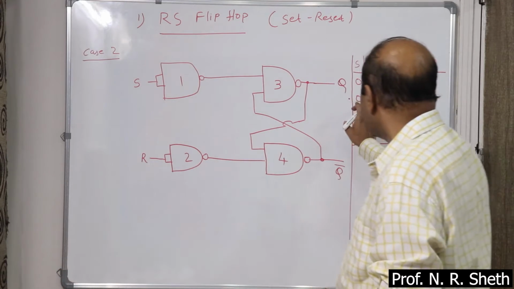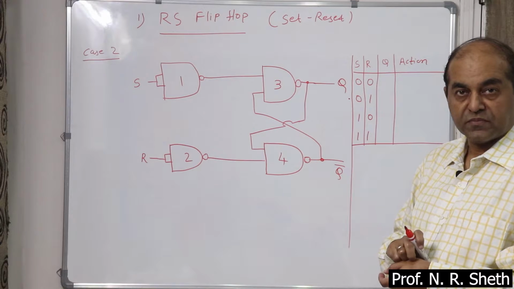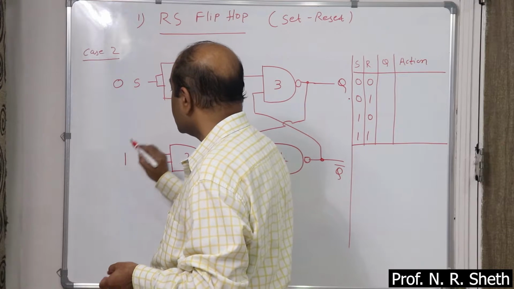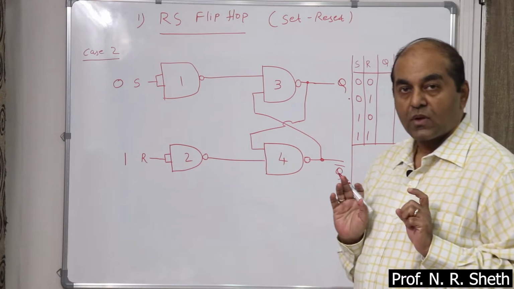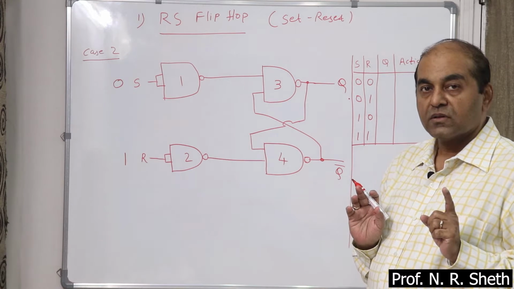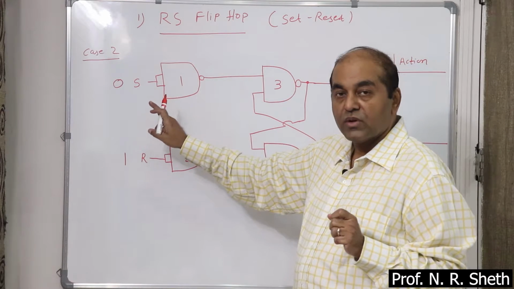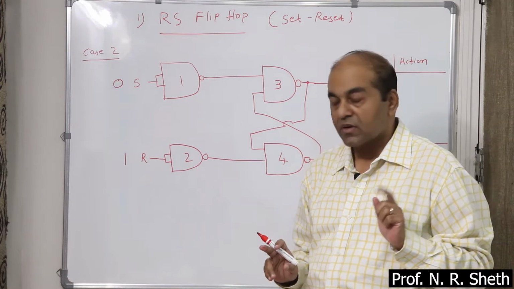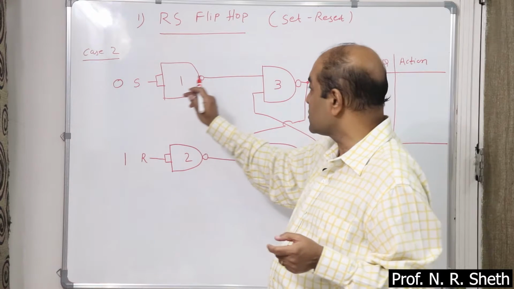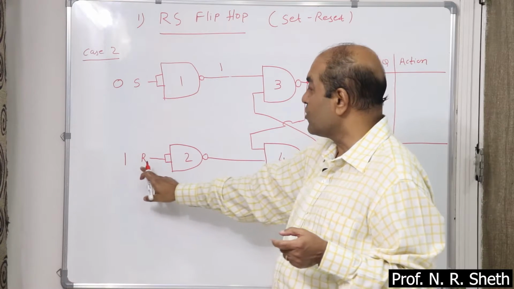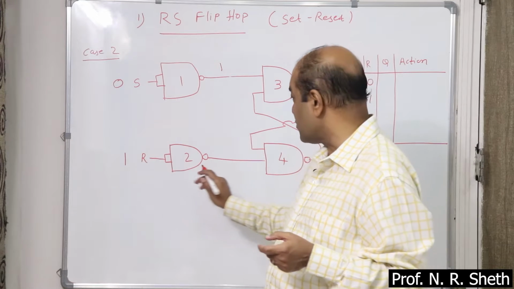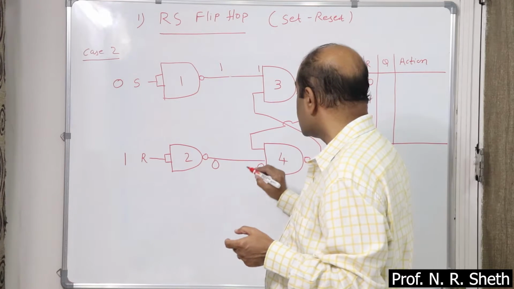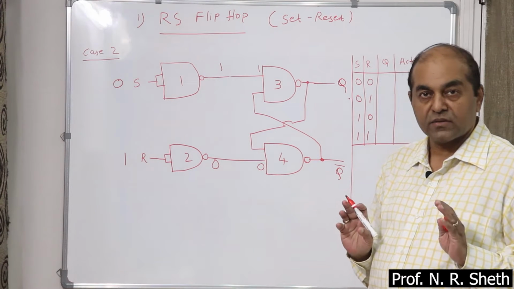Suppose S is 0 and R is 1. In a NAND gate, the rule is when any input is 0, output is 1. Here both the inputs are 0, so output is 1. Here both the inputs are 1 because these 2 inputs are shorted, so output is 0. This 1 is here, this 0 is here. This part is clear?